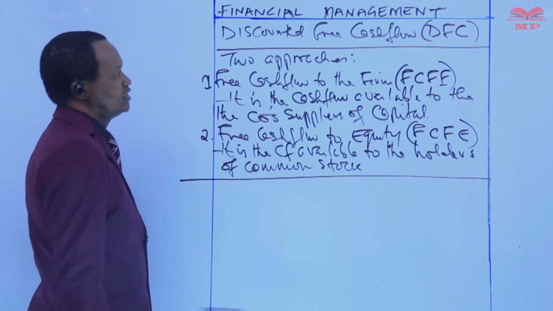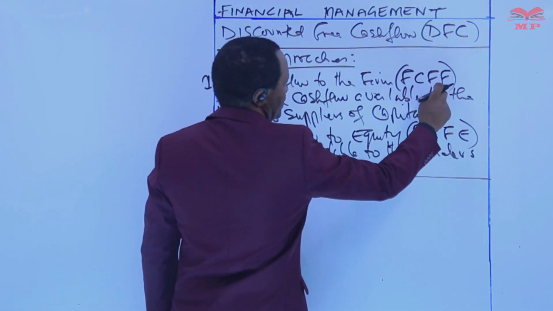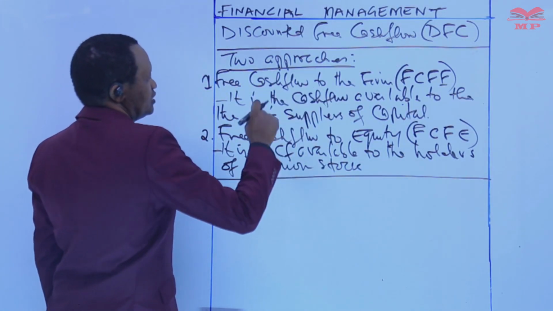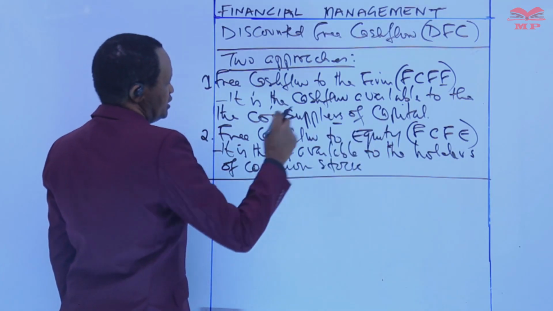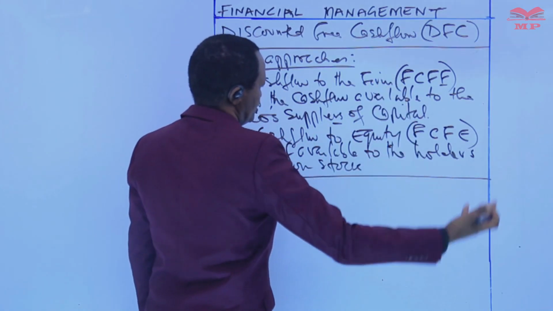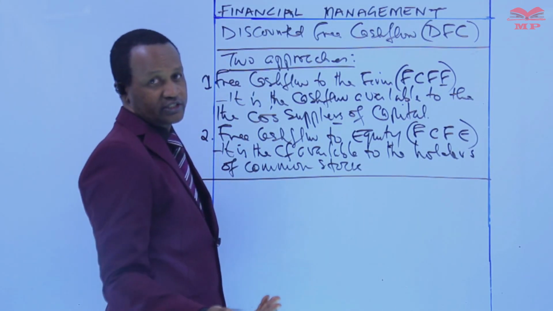So do you see the distinction, candidates, between the two? This one is the cash flow available to all the suppliers of capital. This one is free cash flow available only to the shareholders, the common stockholders.